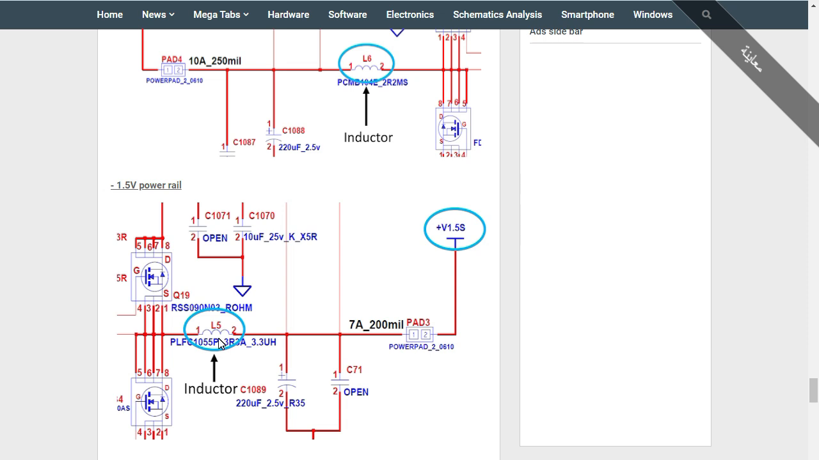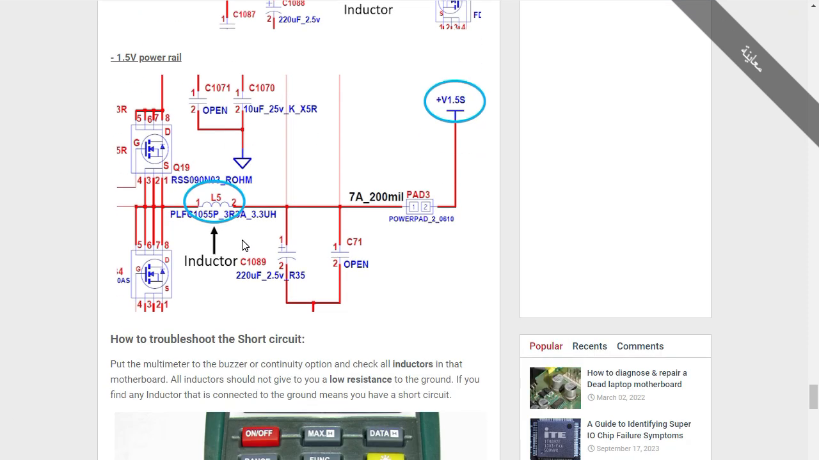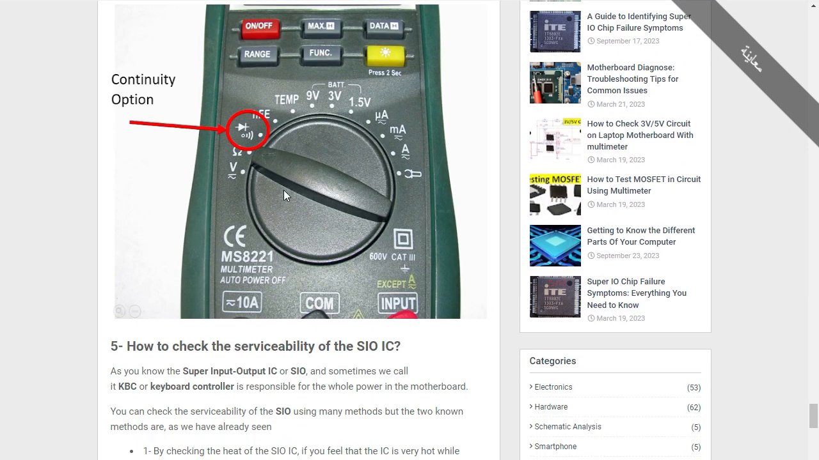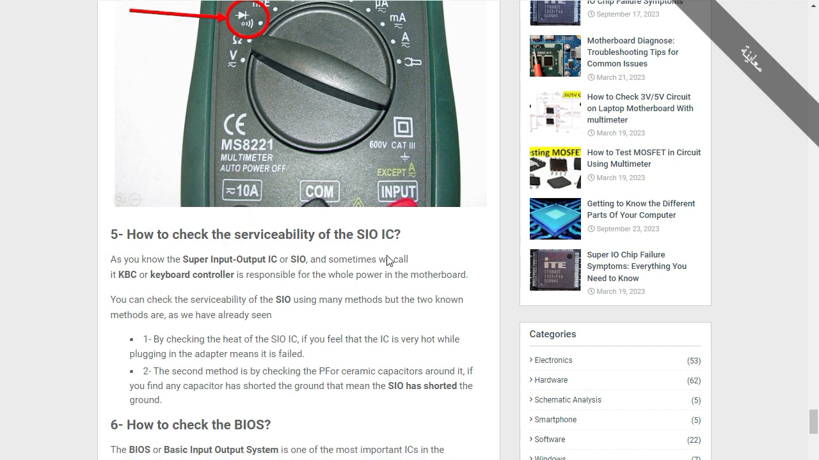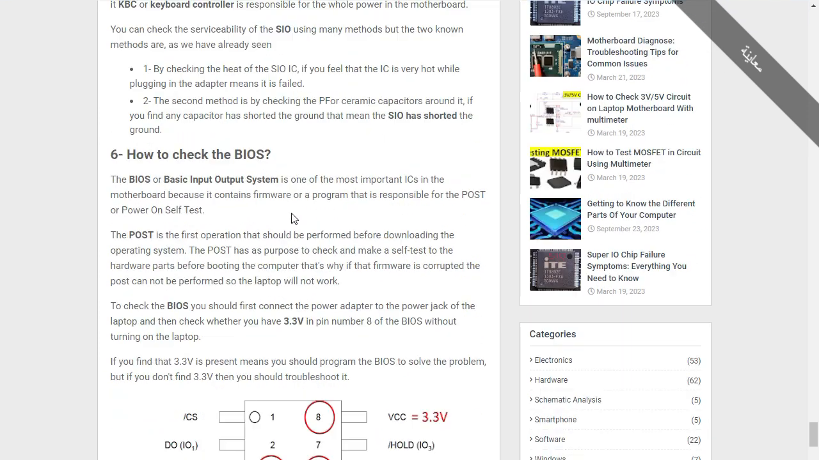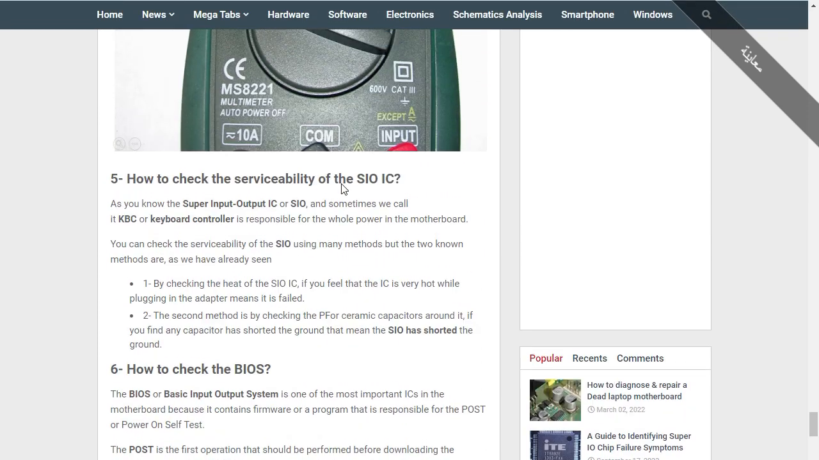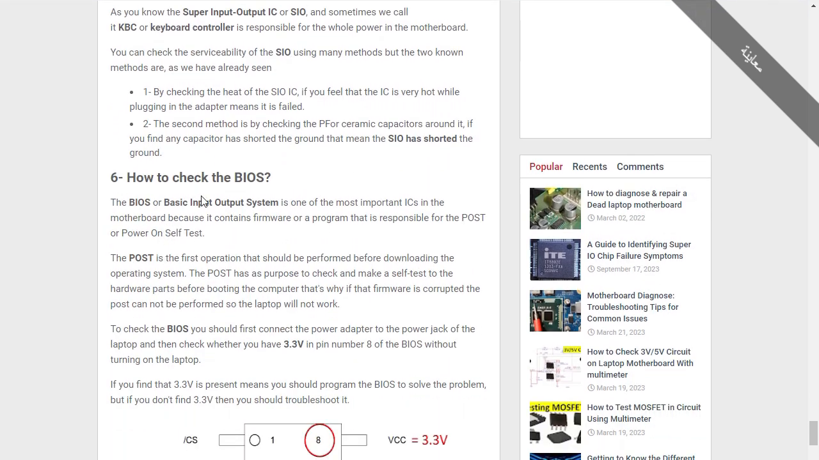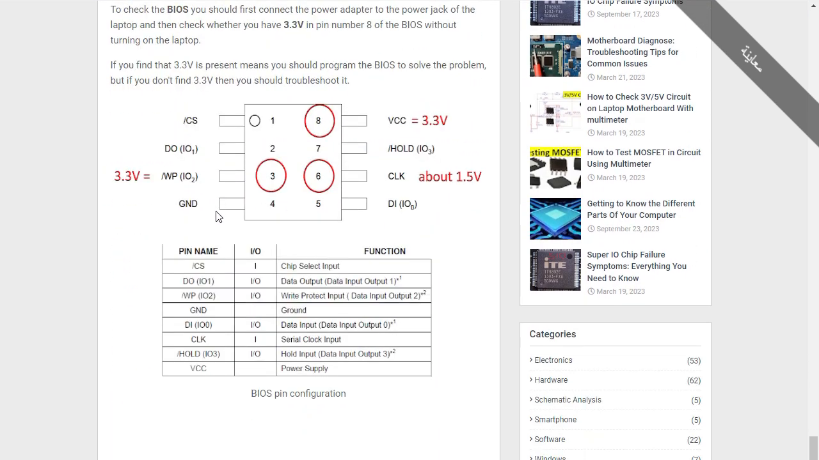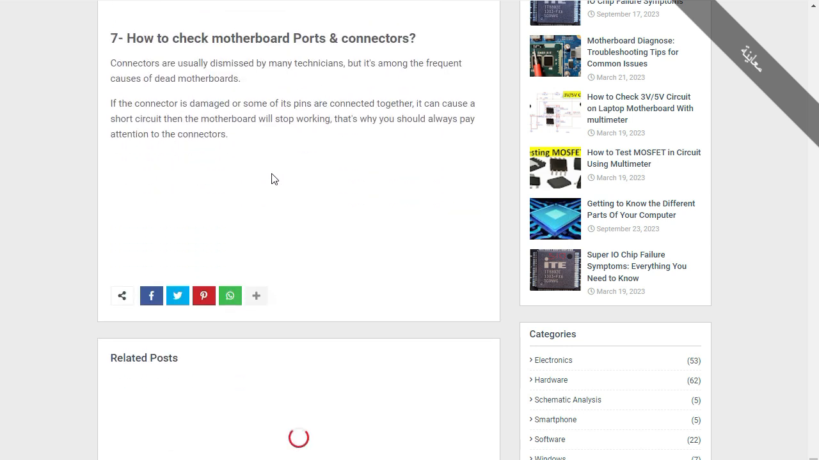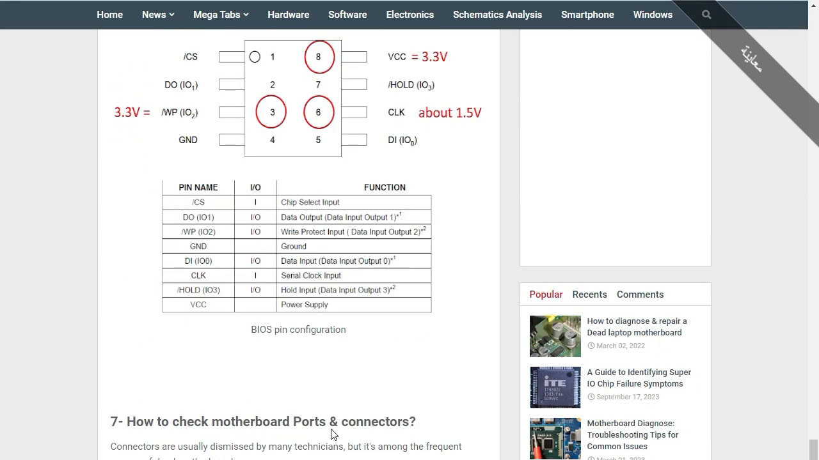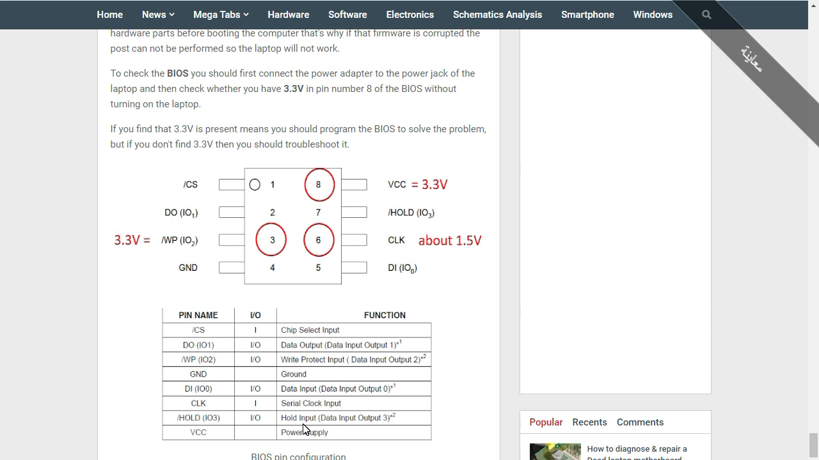Thank you very much, and see you in part 6 with another topic: how to check the serviceability of the SIO IC. In the next part we're going to see how to check the serviceability of the SIO and the BIOS. We're going to discuss the BIOS pinout, each pin and its function, and of course how to check the motherboard ports and connectors.